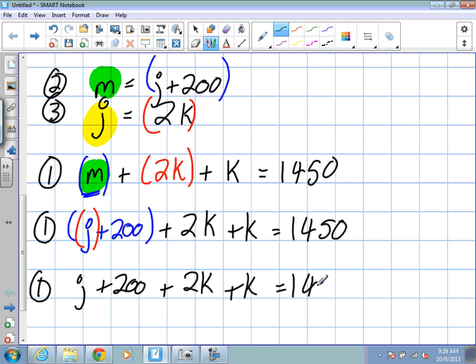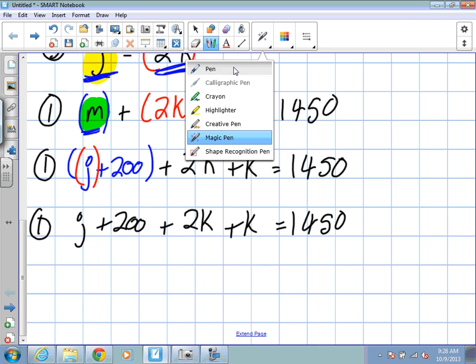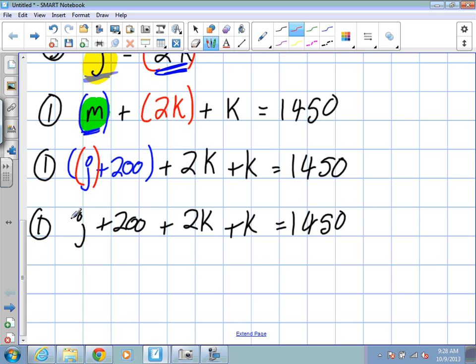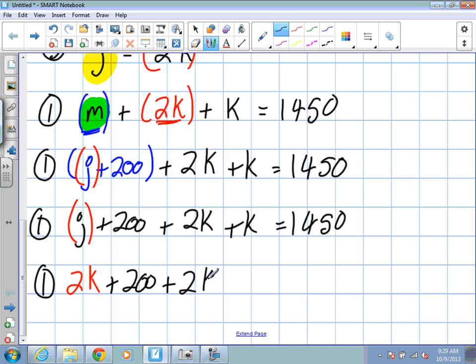Okay. Again, we need to get j in terms of k. And we already know that I can replace j with 2k. I should have chosen letters that are a little less rhyming. That's okay. So let's replace j with our 2k. So still equation 1 again. This time it's 2k plus 200 plus 2k plus k is equal to 1,450. So, this is important.